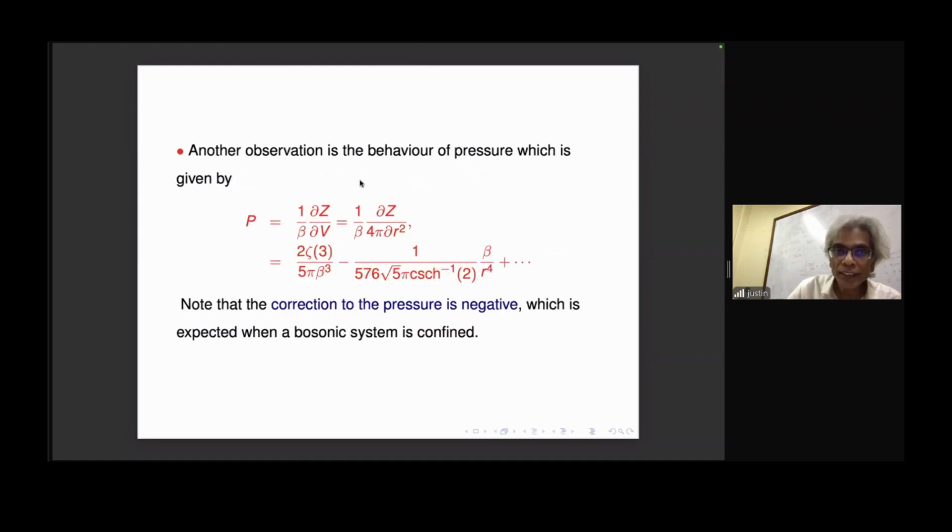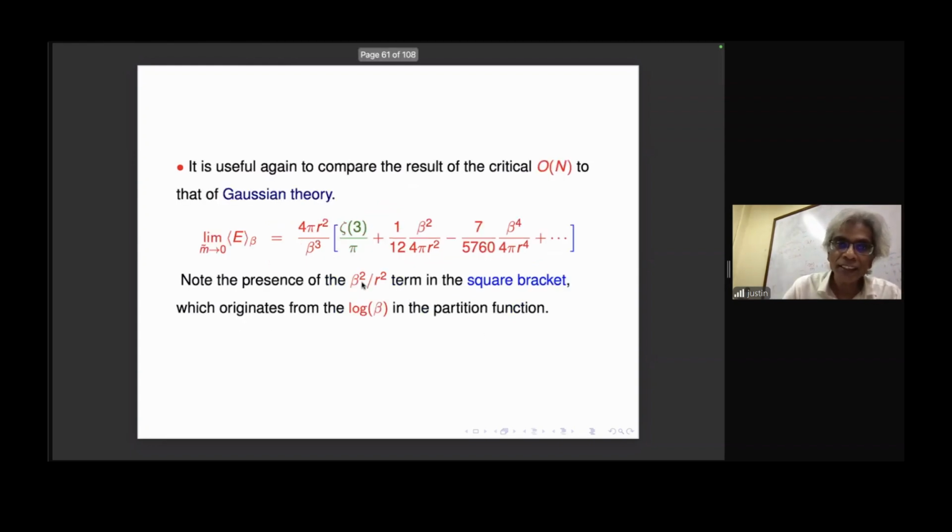And another observation of the result is that if you look at this pressure, del Z by del V, it has this negative term, which is correct, which should be the correct case for a bosonic system which is confined. The first finite size correction to the pressure is negative because it tries to pull together. So that also fits in.